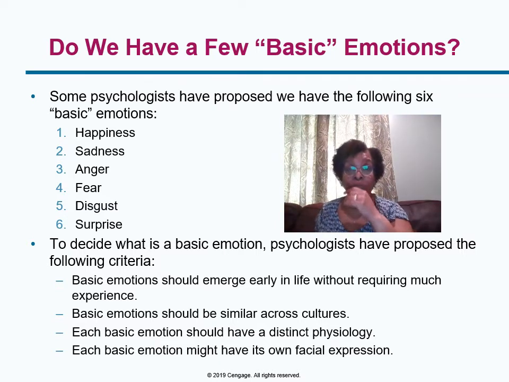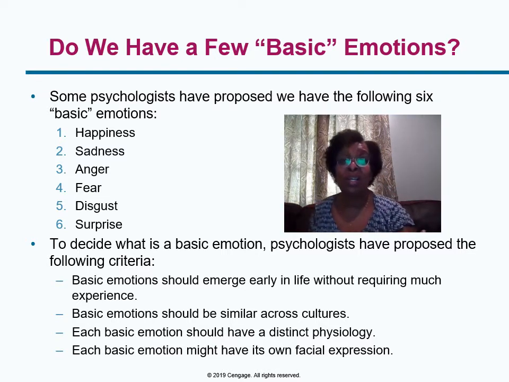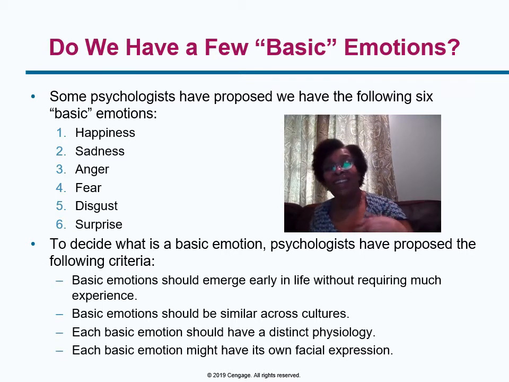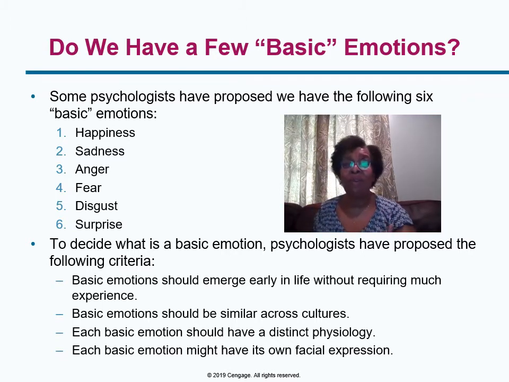So what happens is we try to decide what basic emotion we may possess through the following criteria. Basic emotions should come about early in life without requiring most of the experiences that we go through. Basic emotions will really be similar across different cultures. So they're not going to be exactly the same for everybody. Each basic emotion would have a distinct physiology, and might even have its own facial expression.